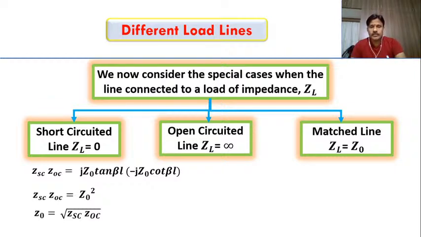So the characteristic impedance we can express if you know the short circuited impedance and open circuited impedance. From these two values you can calculate Z0, or the reverse also. If you don't know the characteristic impedance of the transmission line, but you know ZSC and ZOC, then you can calculate Z0 square as ZSC into ZOC. It is an interesting property between transmission lines having various types of loads: short circuit, open circuit and matched line.